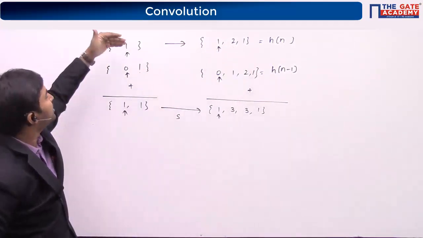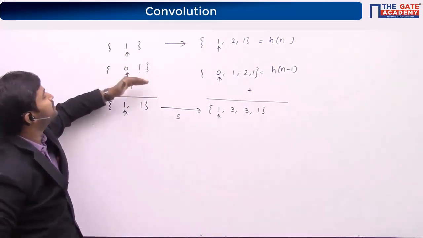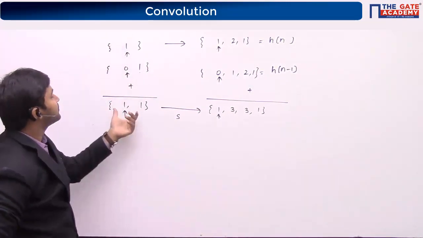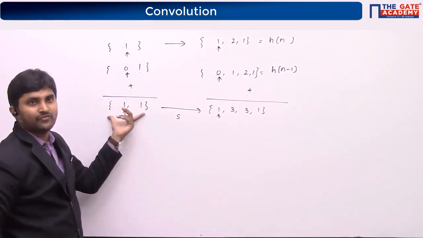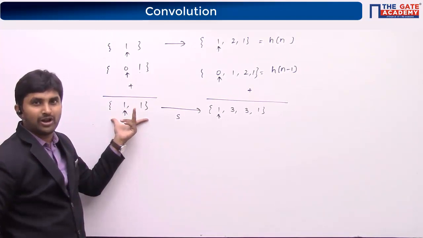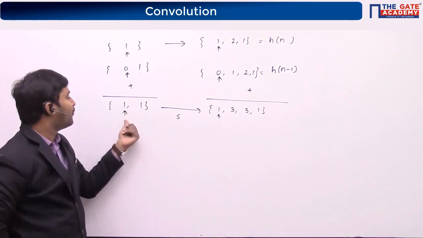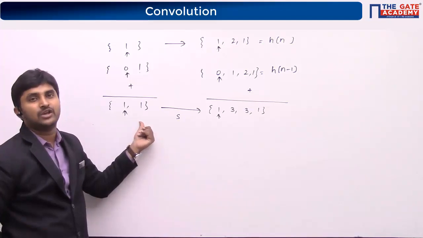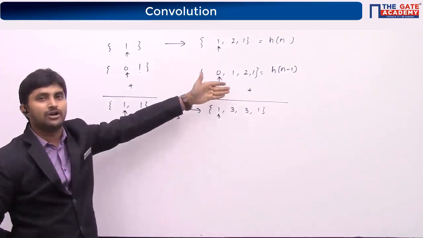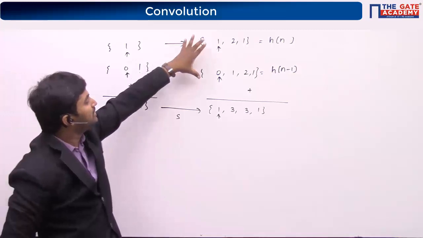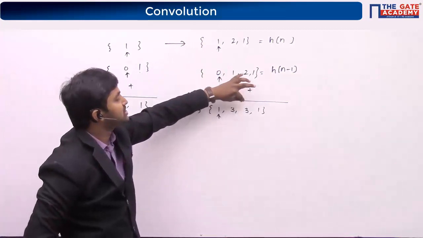Now, what I'm doing here is that I have considered two unit impulses. I have just added them. Then I got my input as 1, 1. This is what I'm going to call as input. So input here is nothing but two impulses, one at n equal to 0 and the other at n equal to 1. So what is the output I got? The output is nothing but 1, 3, 3, 1.